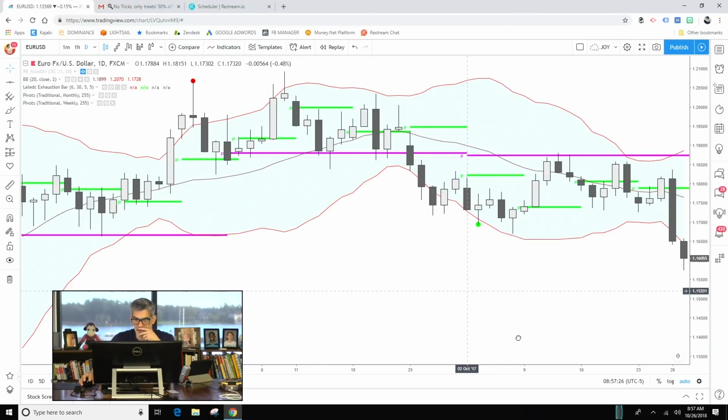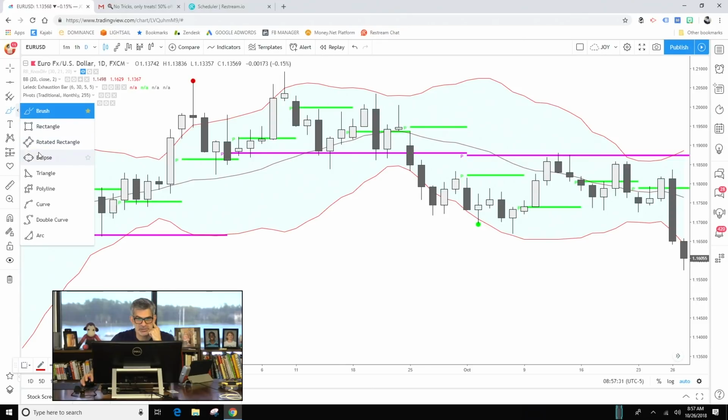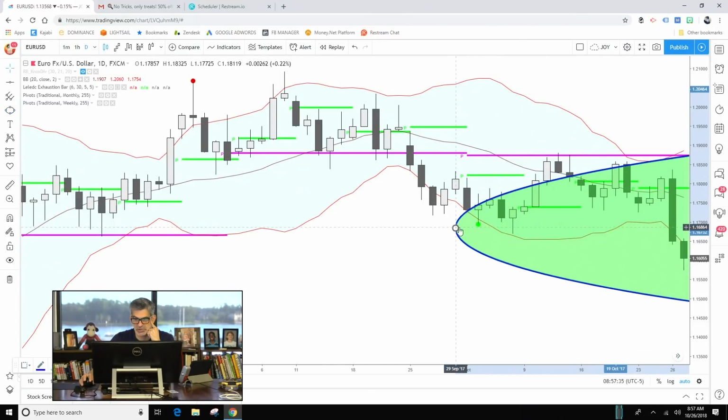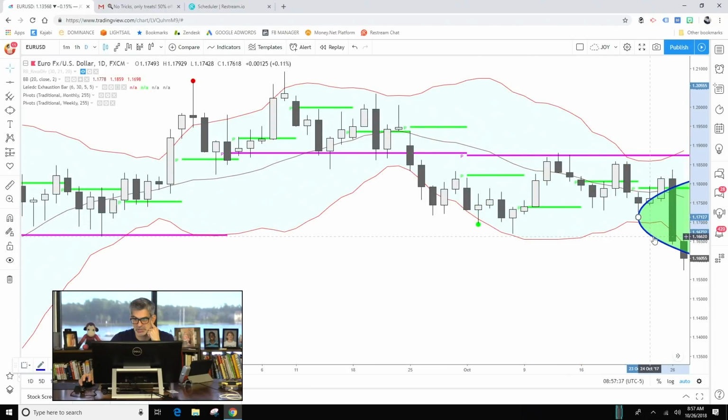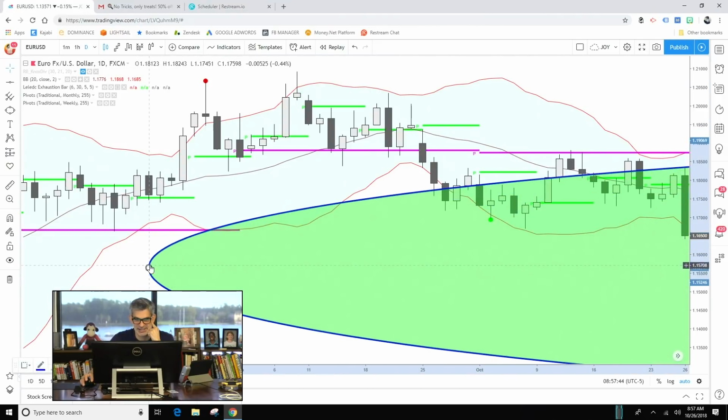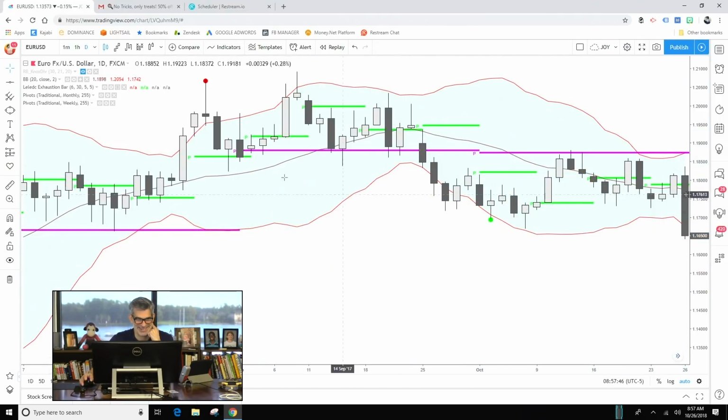Okay, let's remove all the drawing tools and maybe use a circle here. Wow, that is the largest circle ever drawn on a chart. I don't know why it was that big of a circle. Look at this thing. Let's get rid of that. There we go. That's much better.